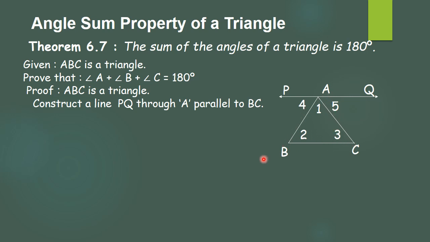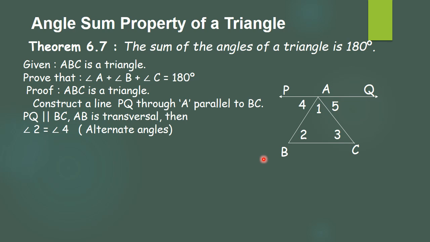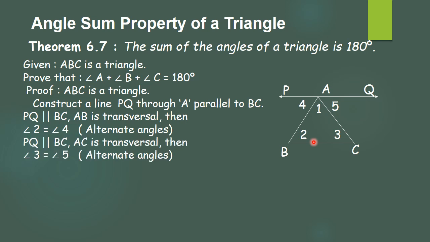And when we consider AB as a transversal, we will get alternate angles. Always they form a Z shape. Correct? So, these are alternate angles. What we get: angle 4 is equal to angle 2. They are the alternate angles. In the same way, PQ is parallel to BC and AC is a transversal now. We will get a Z shape, that is angle 5 is equal to angle 3, that is an alternate angle. Now PAQ is a straight line.